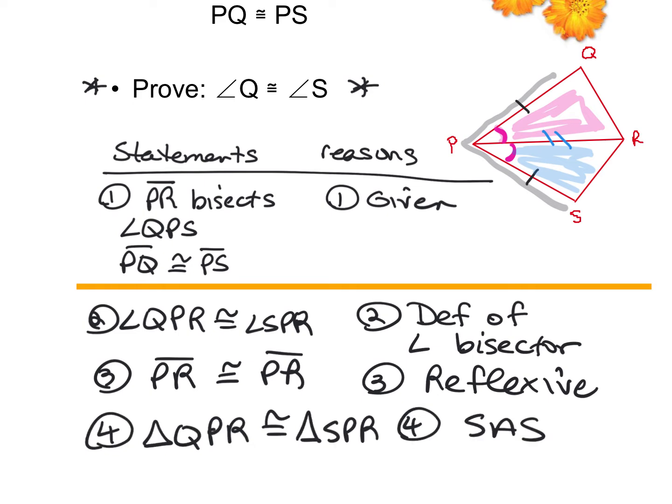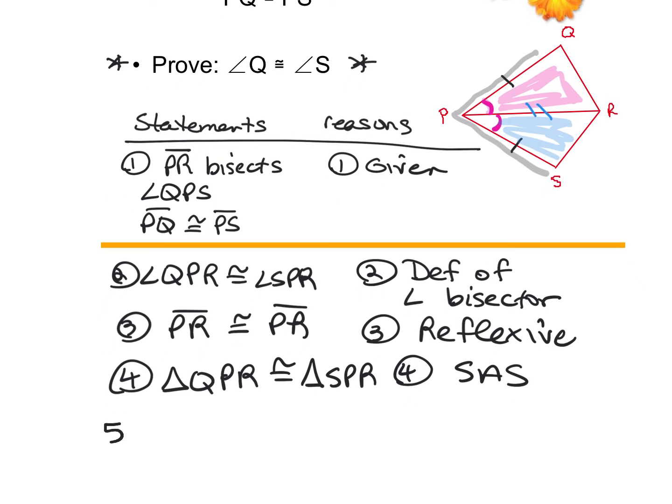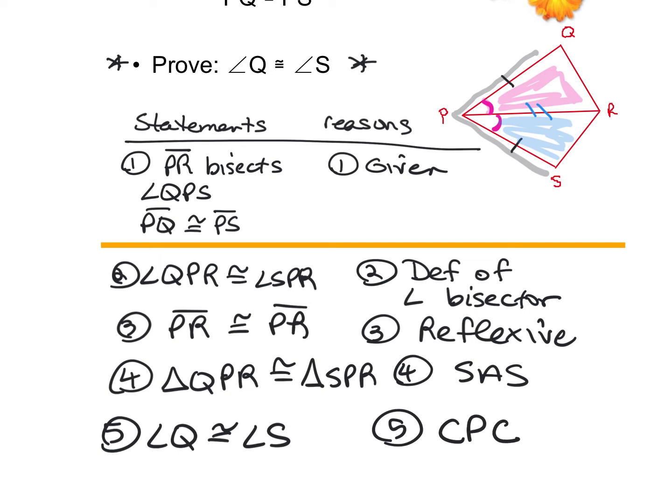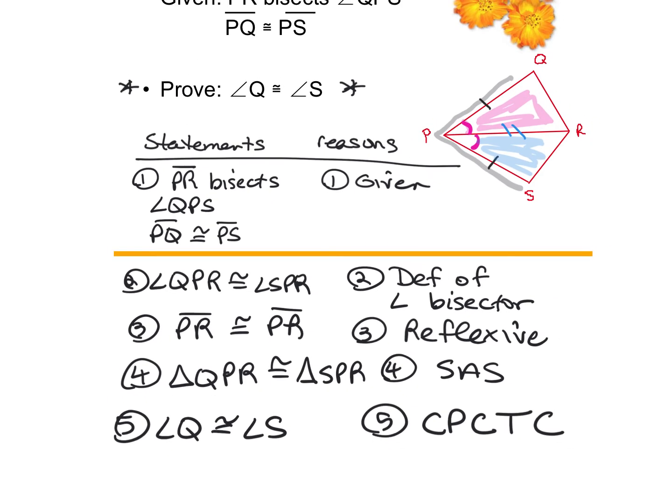So now that I've established that the two triangles are congruent, I can now state that angle Q is congruent to angle S, and my reason for saying that is because corresponding parts of congruent triangles are also congruent. So I can now go back and say that because I've already shown that the pink one was congruent to the blue one, now I can go back and say this angle is congruent to this one.